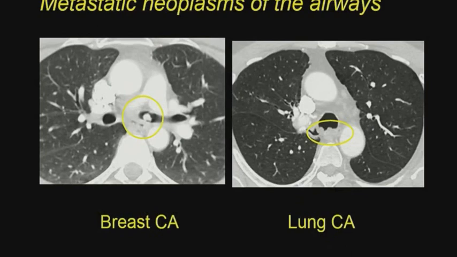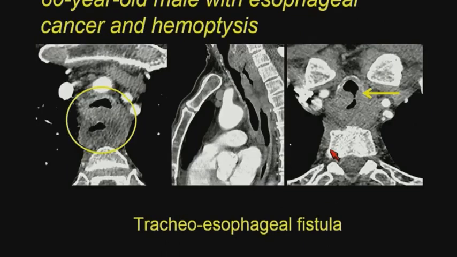Metastatic neoplasms of the airways can be either due to hematogenous spread, like in the case of breast cancer, or sometimes can be due to direct involvement, like in the case of the lung cancer, in this case where lymph nodes are eroding into the trachea.